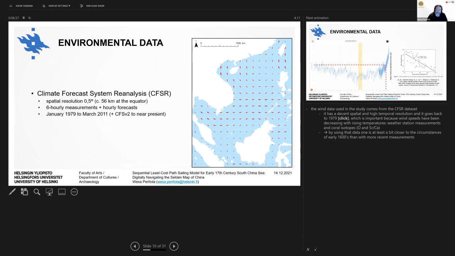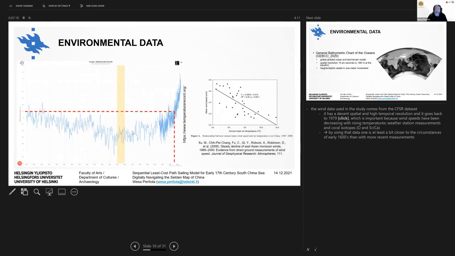The wind data used in the study comes from the CFSR dataset. It has a decent spatial and high temporal resolution, and it goes back to 1979, which is important because wind speeds have been decreasing with the rising temperatures. And by using the older data, one is at least a little bit closer to the circumstances of the early 1600s than with more recent measurements.